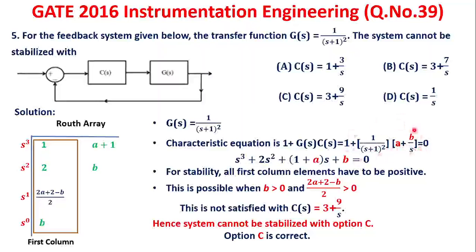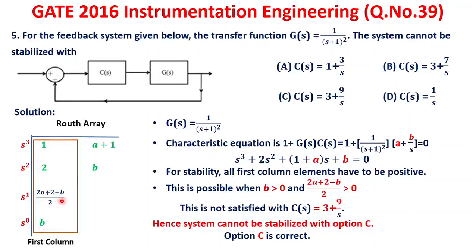If you solve this, s cube plus 2s square plus (1 plus a)s plus b equals 0. Therefore, for this we have to formulate the Routh array. The s cube row is 1, (1 plus a). The s square row is 2, b. Therefore, the next element is 2 into (a plus 1) minus b, divided by 2. So that is (2a plus 2 minus b) by 2. This is b. So for the system to be stable, all the first column elements have to be positive.